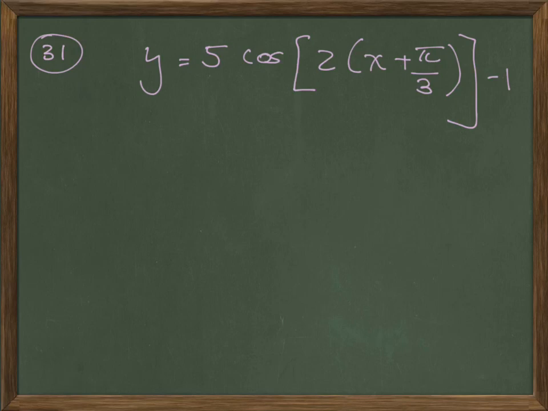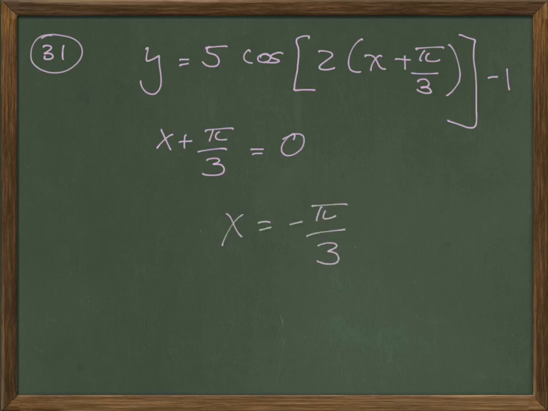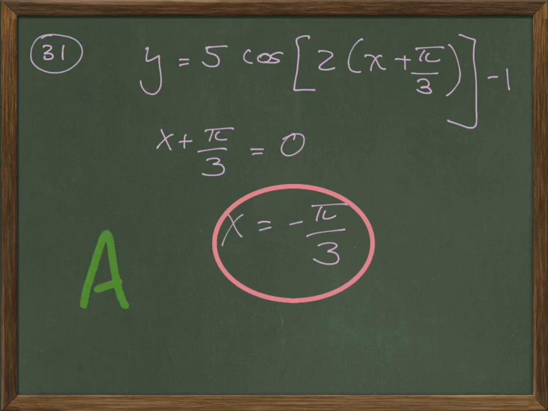For 31, all we have to do is find the phase shift. So you take whatever's inside the parentheses. It's a cosine function. Set it equal to 0. X is negative pi over 3. And that's really all you need to do. In this case, the correct answer here is A. And I'm going to stop here.